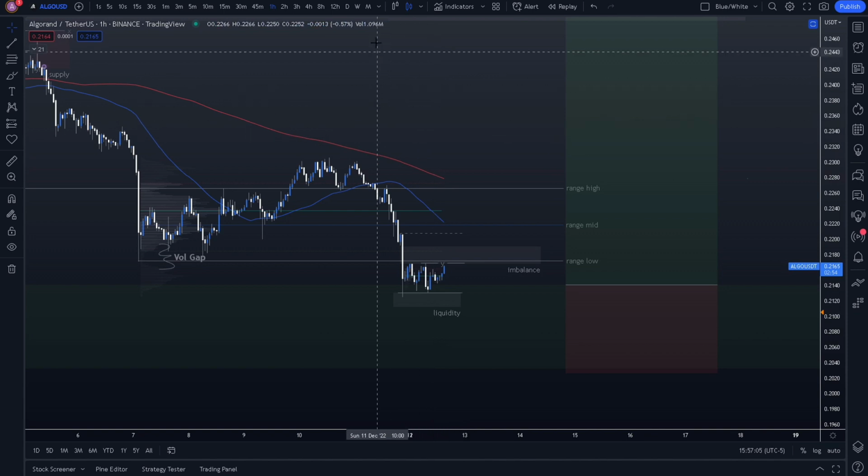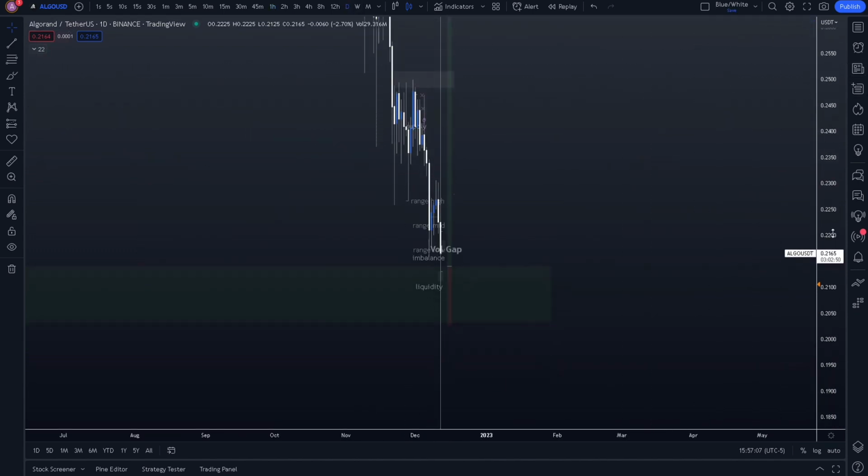So I wanted to get this analysis of Algorand out to you guys, as I believe we're in a pretty critical level here. So I actually want to go to the daily first and show you guys a couple things.